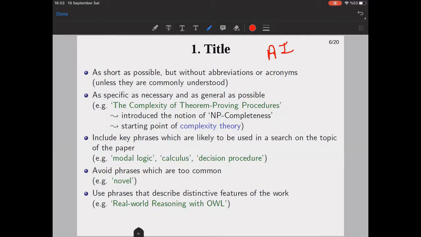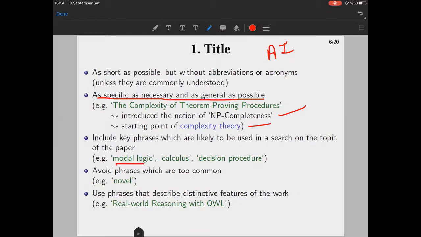You should be as specific as necessary and as general as possible. Here, you need to have a trade-off and keep the balance. It should be as specific as necessary and as general as possible at the same time. You're on the thin line. For example, "The Complexity of Theorem Proving Procedures", which introduced the notion of NP-completeness, the starting point of complexity theory. So maybe it's good.